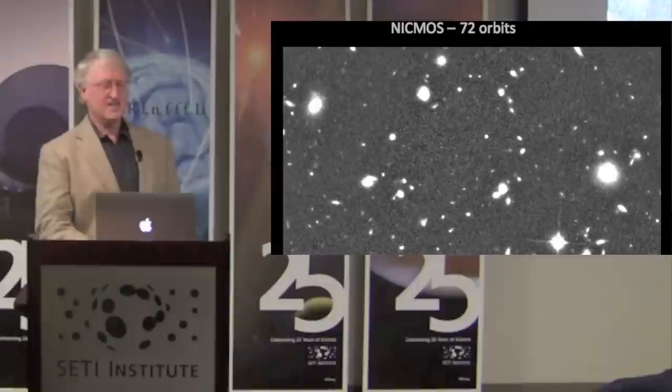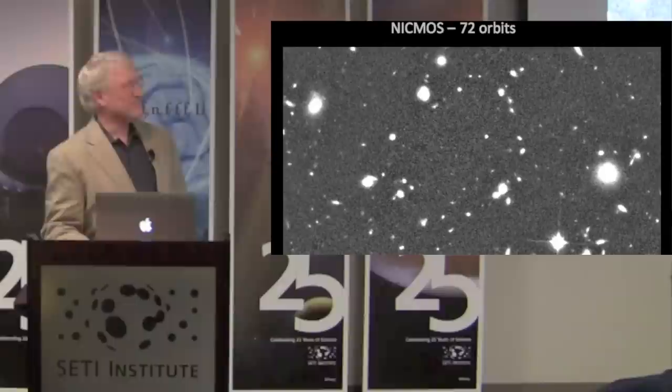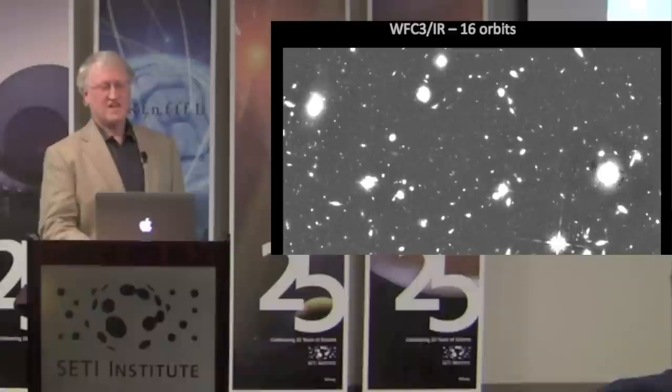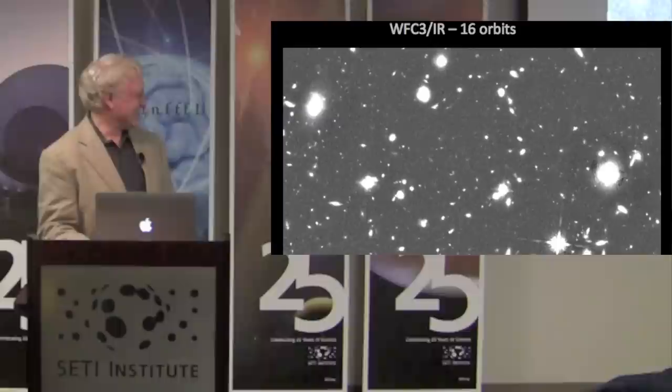I just wanted to quickly show you visually the gains that you get from changing cameras. This is 72 orbits. It's a bunch of time. That's 4 days worth of observing. And here is 1 day. And you can see it's a whole lot better for 1 day versus 4 days. So you can imagine just how excited we got when we saw this.